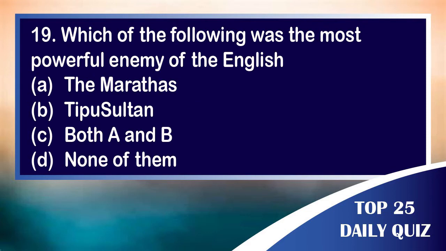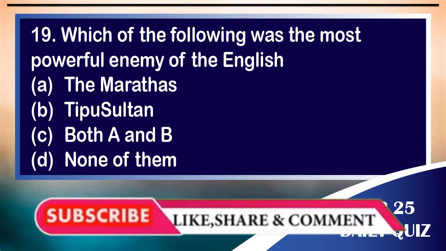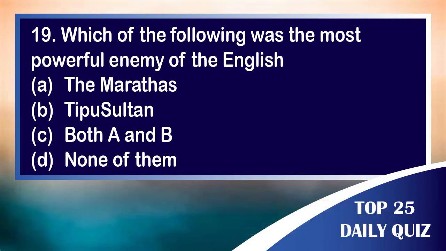Question 19. Which of the following was the most powerful enemy of the English? Option A, the Marathas. Option B, Tipu Sultan. Option C, both A and B. Or option D, none of them. The correct answer is option C, both A and B.